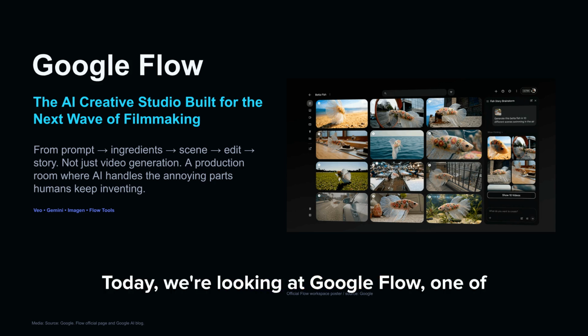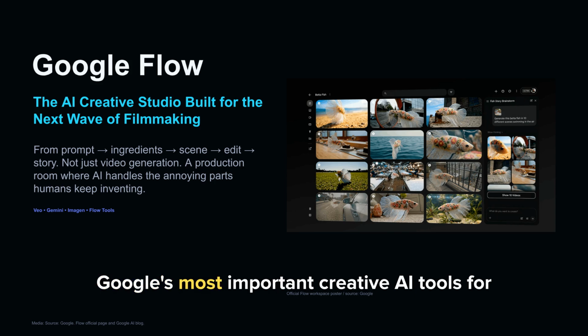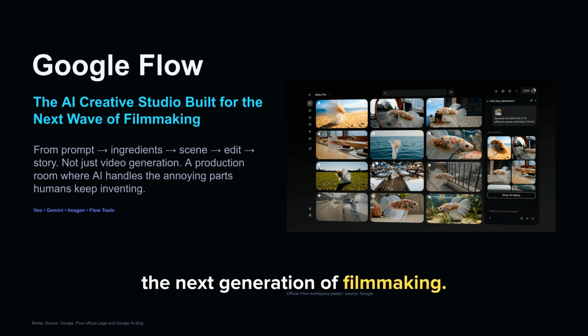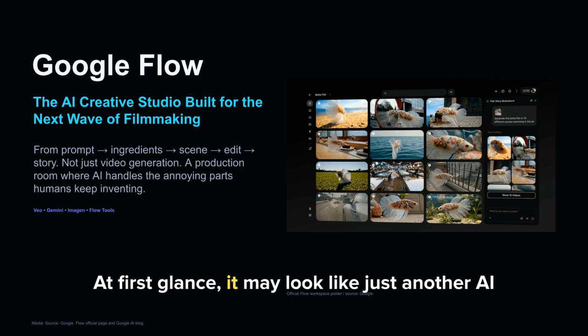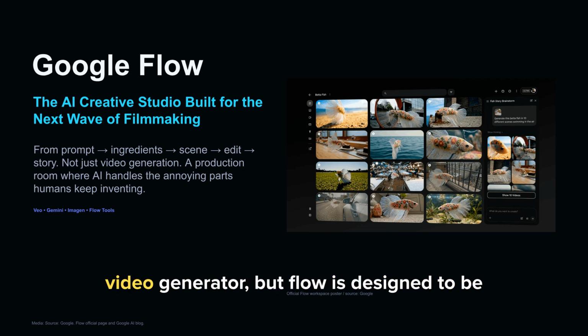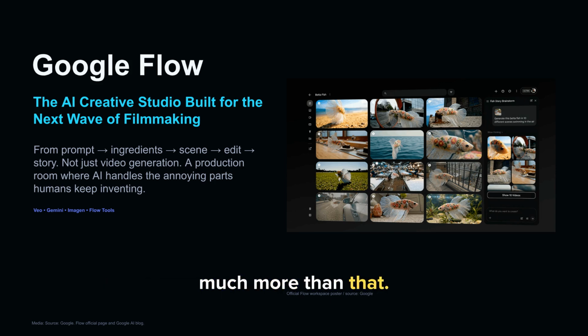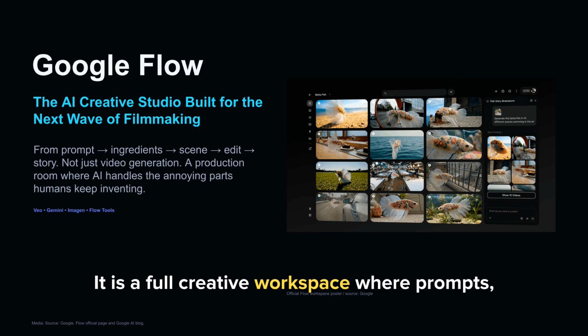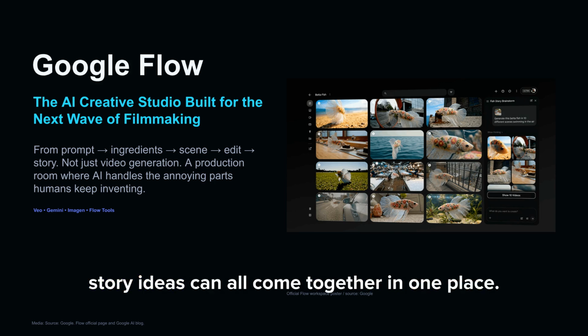Welcome back. Today, we're looking at Google Flow, one of Google's most important creative AI tools for the next generation of filmmaking. At first glance, it may look like just another AI video generator, but Flow is designed to be much more than that. It is a full creative workspace where prompts, visual assets, scenes, edits, characters, and story ideas can all come together in one place.